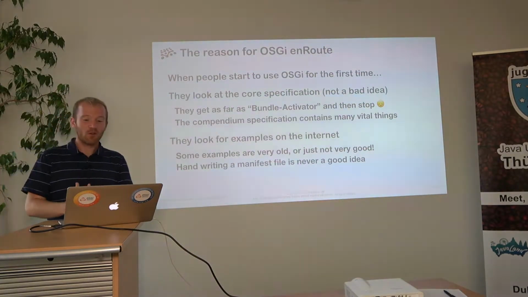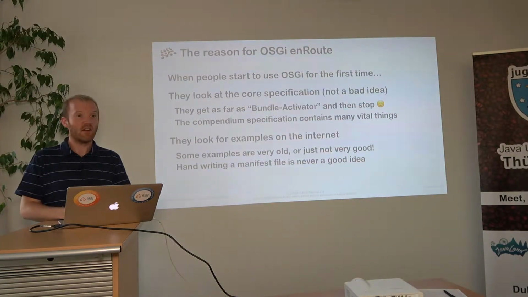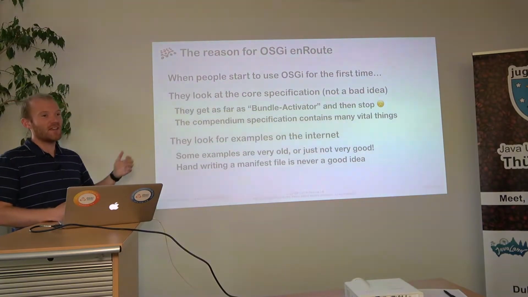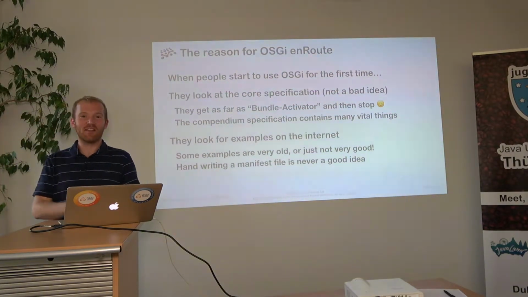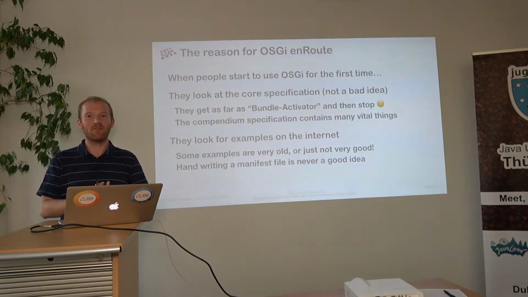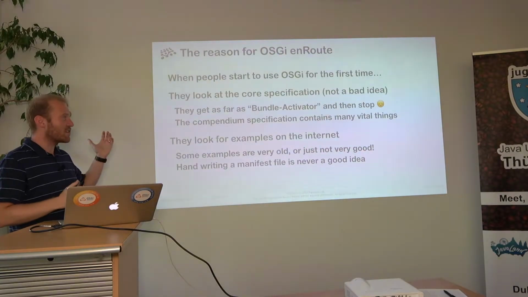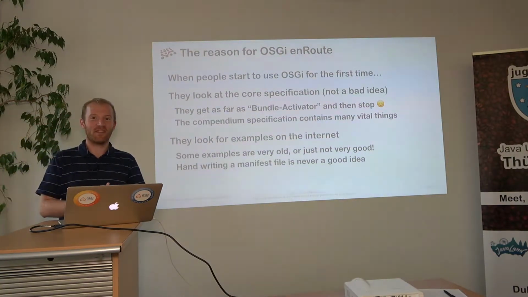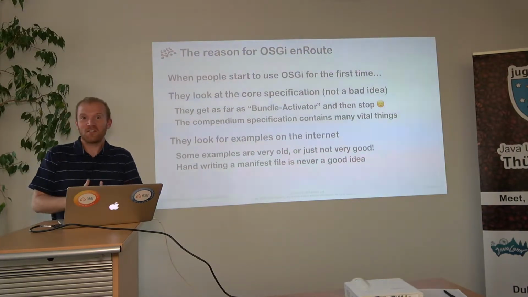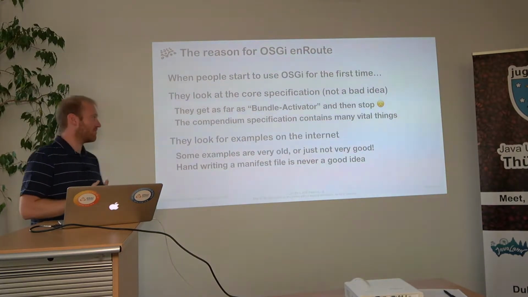So looking at the core spec is actually not a bad idea. OSGi specifications are really well written. They're things that humans can read and they can understand. But the problem is, as I've said, people stop too soon. They get as far as bundle activator and they think, great, I've got my main method, it's time for me to start writing code. They don't realize that there's this whole other thing called the compendium specification, which has far, far more stuff in it than the core spec. That's where all the useful stuff is.